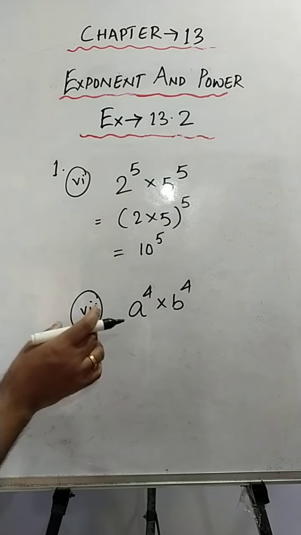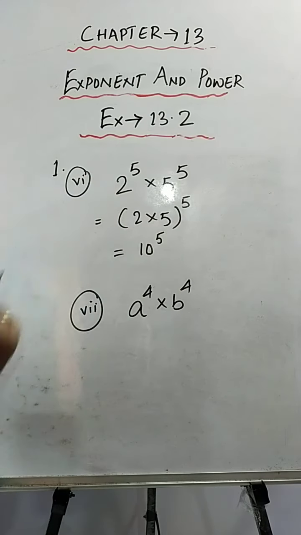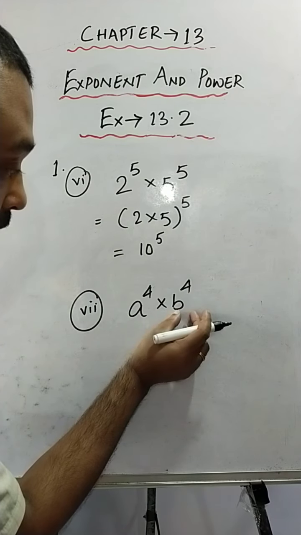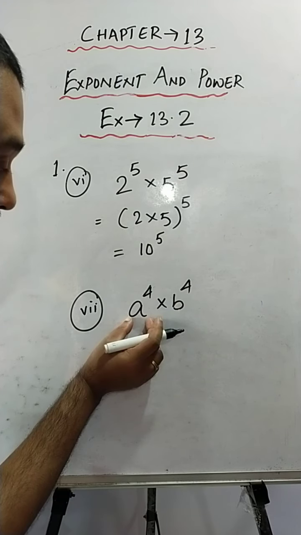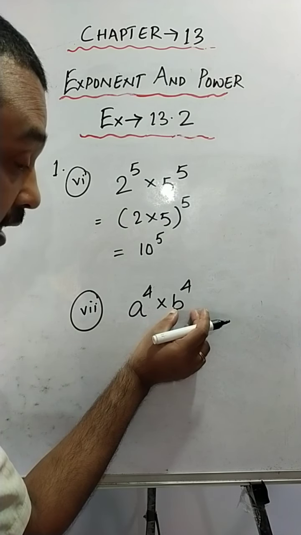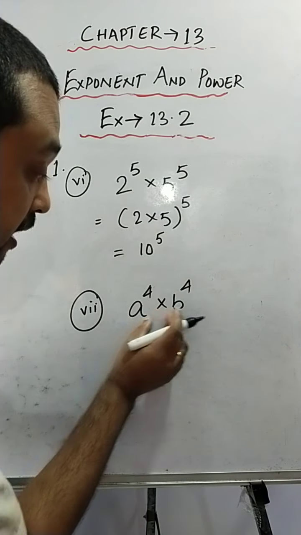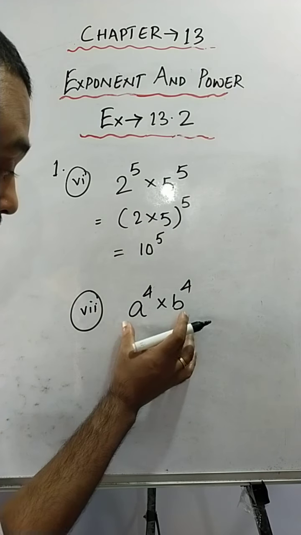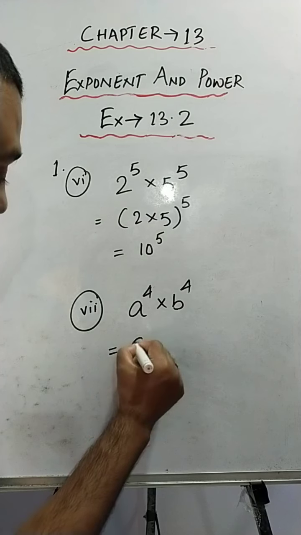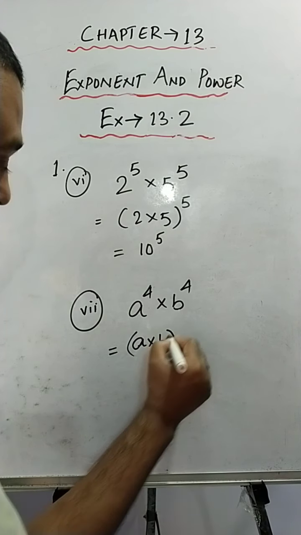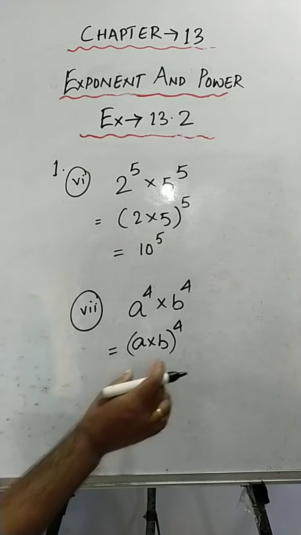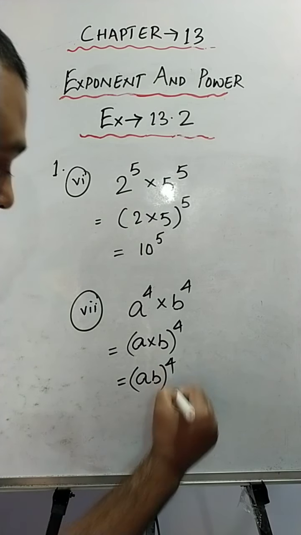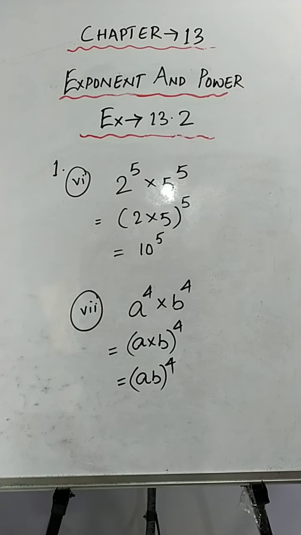Fine. Now let's move on to sum number 7. Very similar to question number 6. Two exponential forms are given. See, the bases are different. Now in first case, base is a. In the second case, base is b. So bases are different, but the powers are same. So in this case, we have to bring the bases together, and we have to take the power as common. So a into b is what? ab. We have to put it inside the bracket. Fine. So this is your required answer.